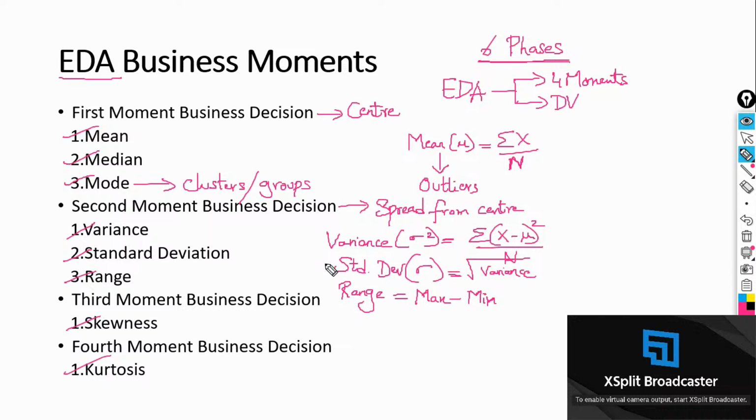Good. What does the third moment business decision measure? What does it talk about? Why should we calculate skewness? The direction of spread from center. Good. From the center, towards which direction do you have the spread?